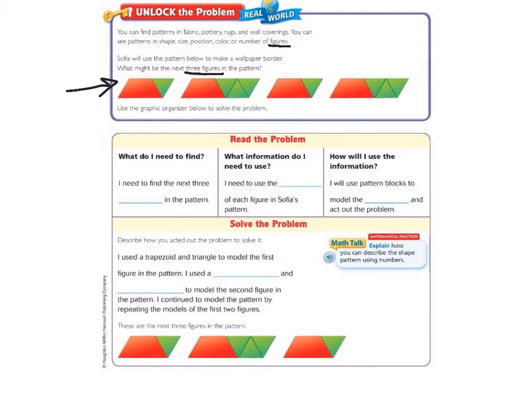So we're going to use the graphic organizer below to solve the problem. Read the problem. What do I need to find? So we know we need to find the next three figures in the pattern. What information do I need to use? I need to use the shape of each figure in Sophia's pattern. How will I use the information? I will use the pattern blocks to model the figures and act out the problem.